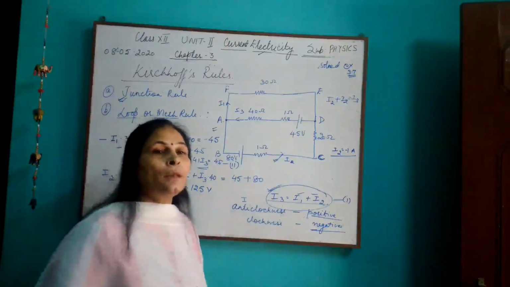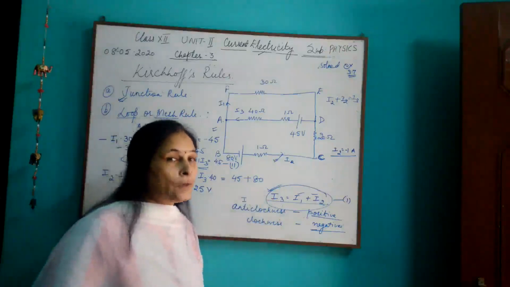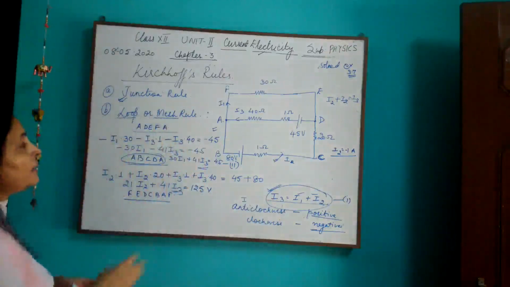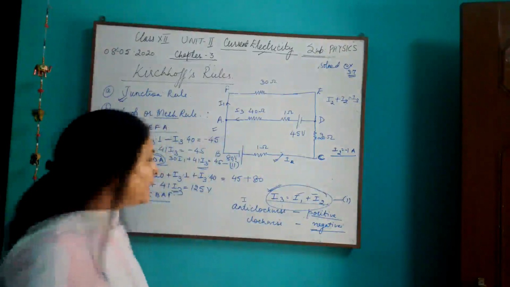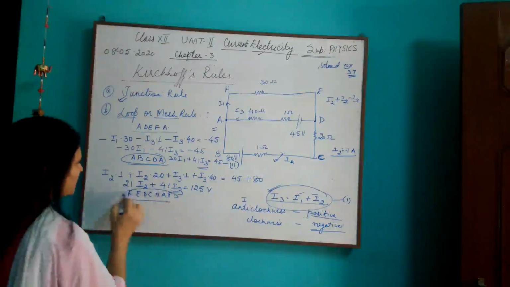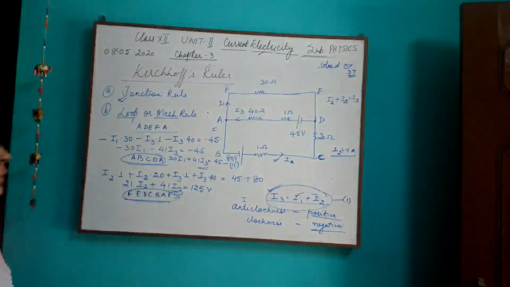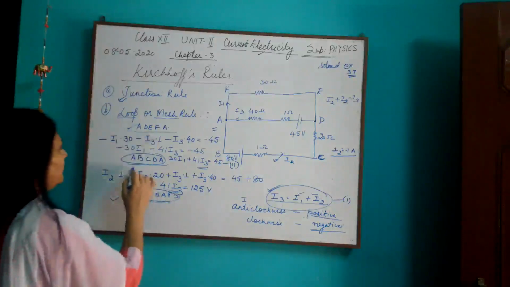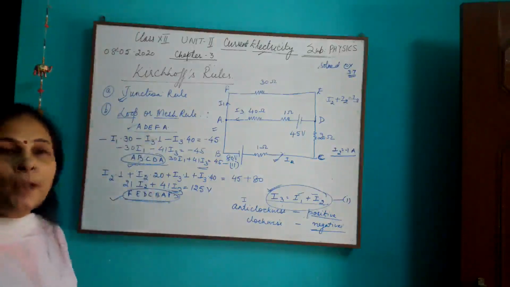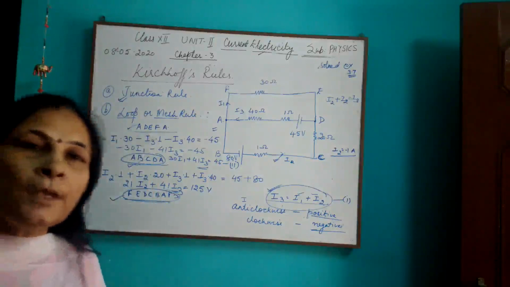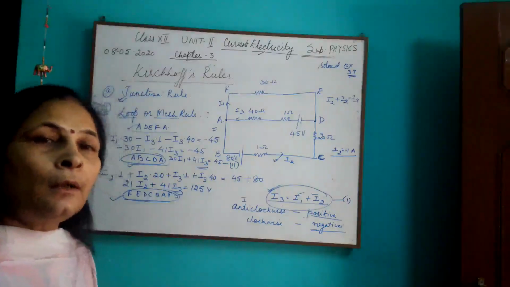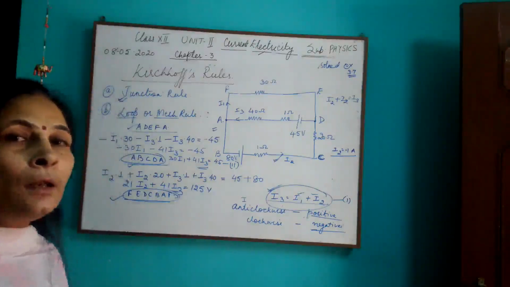So this is the way you will make the equation. See, it is not necessary that you involve all the meshes. Like now I don't require this mesh. Or if I use this and this, then we will not require this mesh. So any two of the meshes will solve the problem, depending upon the question.